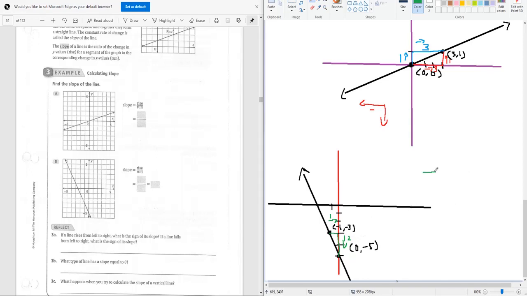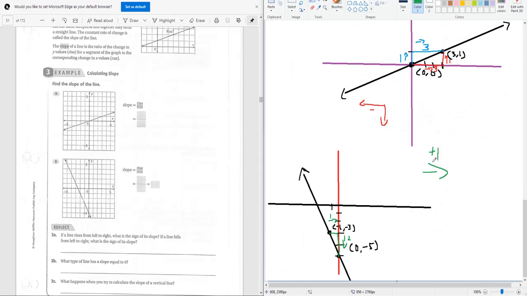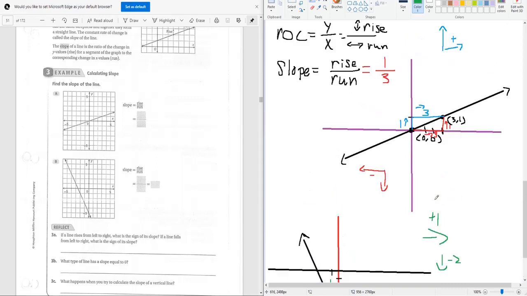Okay. So a rightward movement, if I remember right, is a positive movement. So that's +1. And then I went down 2. So down is a negative movement. So -2. So if slope is rise over run, my rise is -2 because I went down 2. My run is, I went to the right one, so +1. So the overall is going to be -2 for my slope.